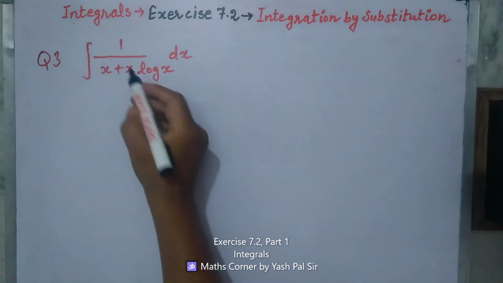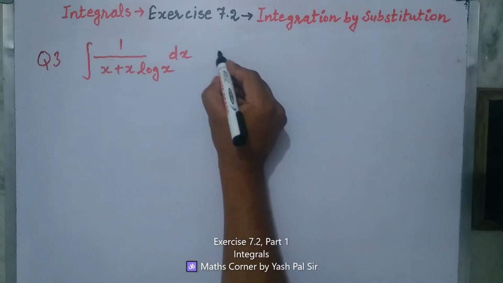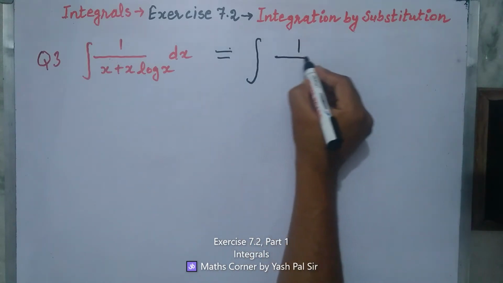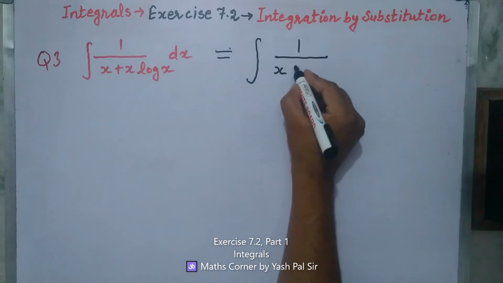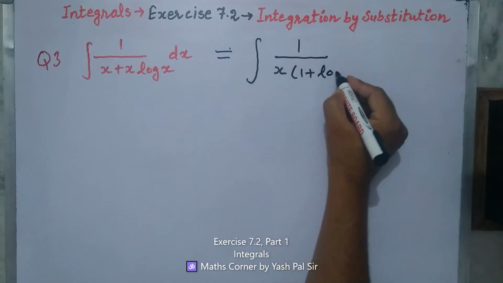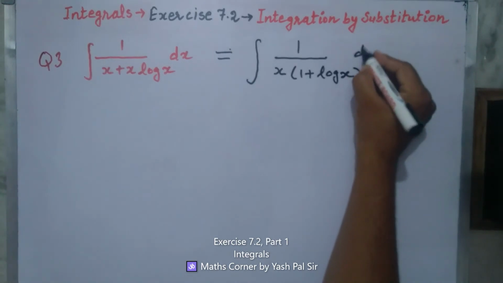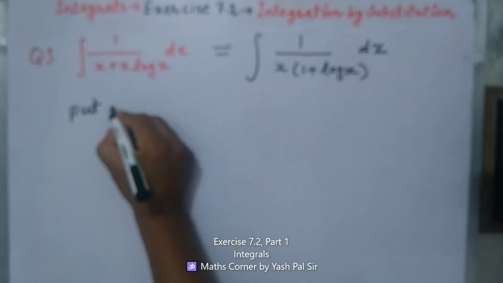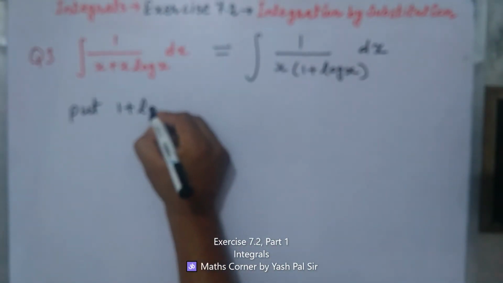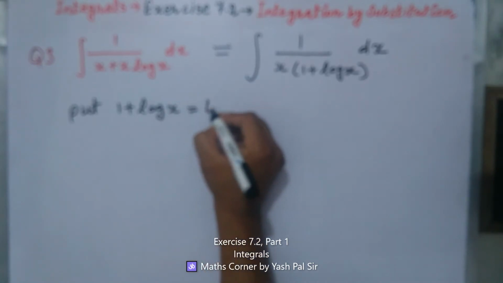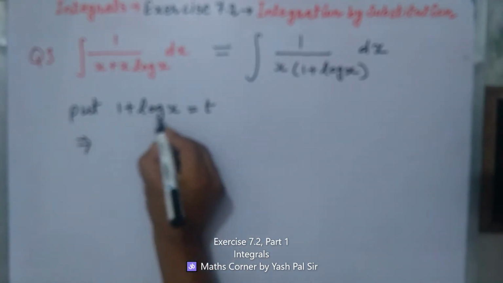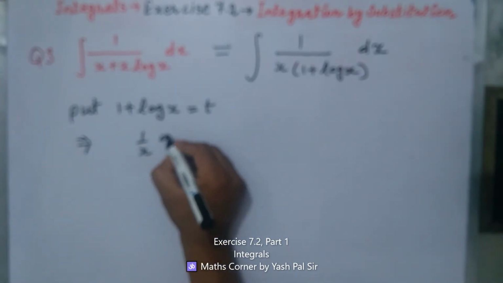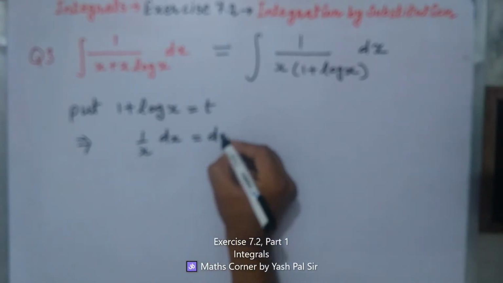Question number 3, 1 upon x plus x into log of x. Here this can be written as the integration of 1 upon x, taking x common, times (1 plus log of x) into dx. Now put this whole bracket in the denominator, 1 plus log of x, equal to t. So what happens, differentiating now with respect to t, the derivative of 1 is 0, the derivative of log of x is 1 upon x, dx is equal to dt.